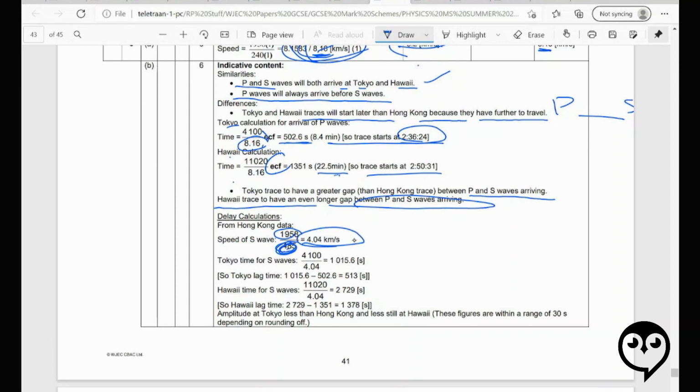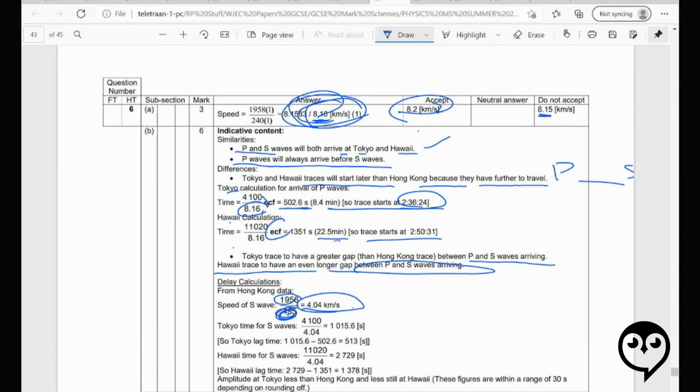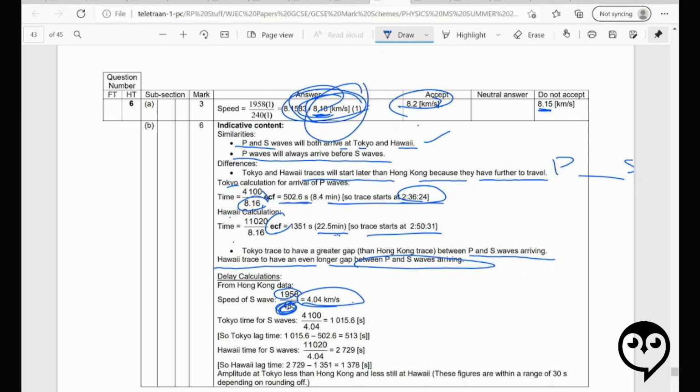This is the speed of the S wave now. And we had the speed of the P wave up above, and then what you can do is take your answer and divide it. It's just like what I said before, and so you could figure out the lag time.